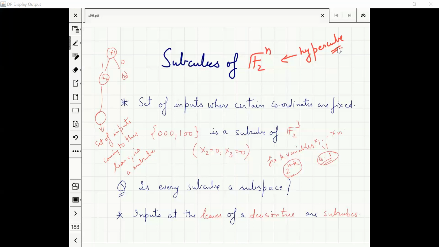Can you give me an example of a subcube which is not a subspace? If I pick some bit to be 1, then my identity won't be in the subcube. Very good. It can't be a subspace. So think of a subcube which has x1 equal to 1.